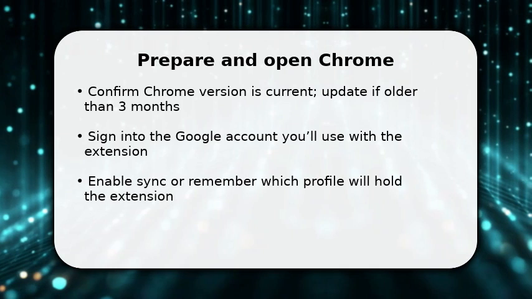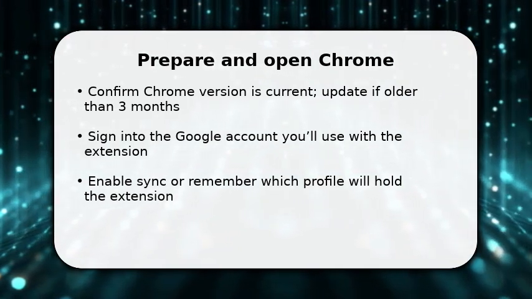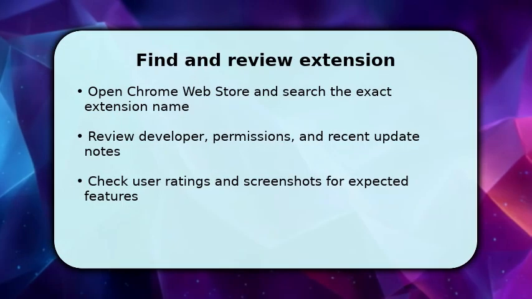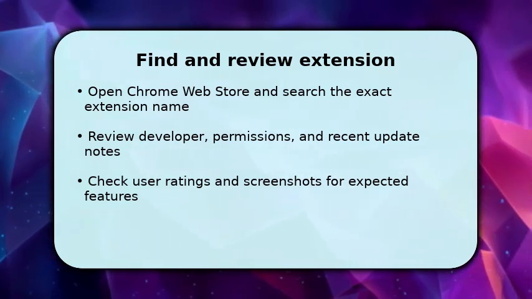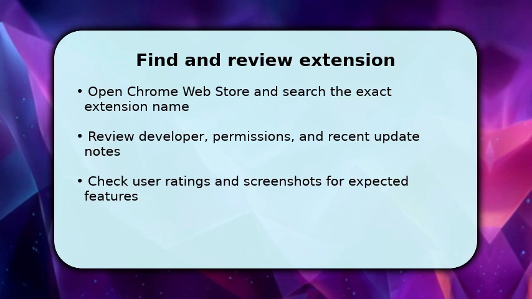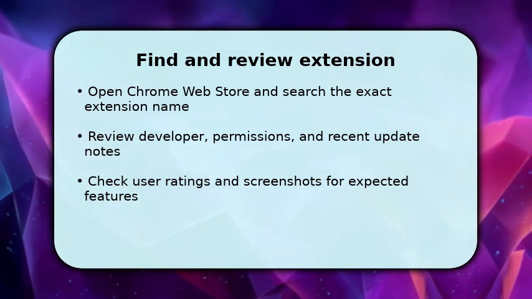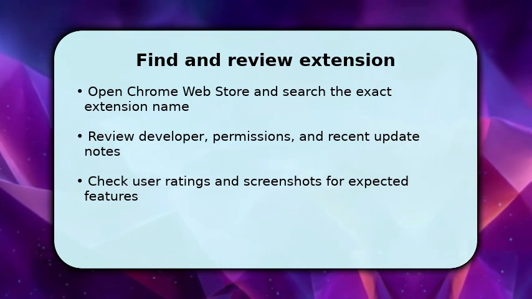You'll now locate the Gmail extension in the Chrome Web Store. Type the exact extension name into the search bar to reduce lookalikes, then open the detail page. Read the permissions list to understand data access and the developer name so you don't install a fake. Check last updated date and recent reviews to confirm active maintenance. Once you're comfortable, click Add to Chrome.